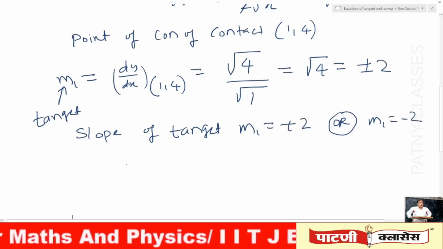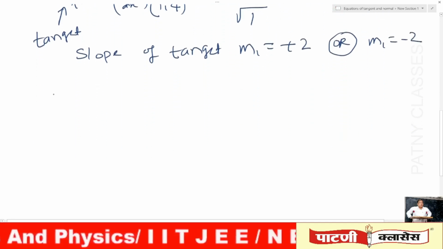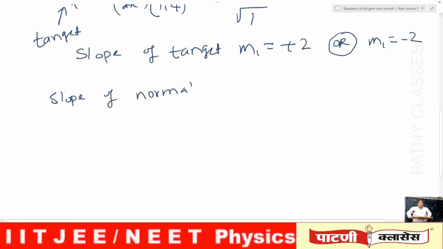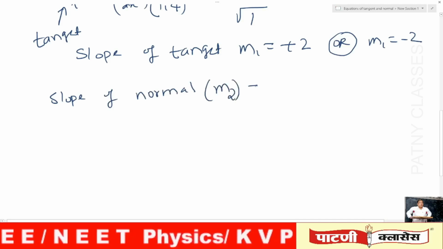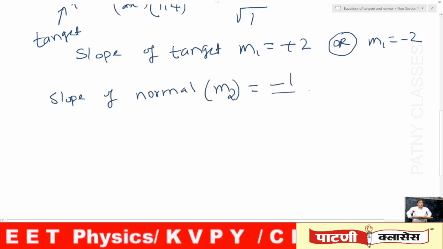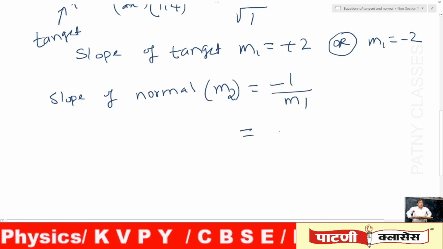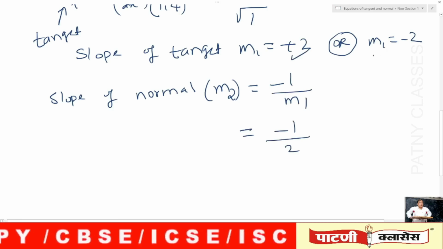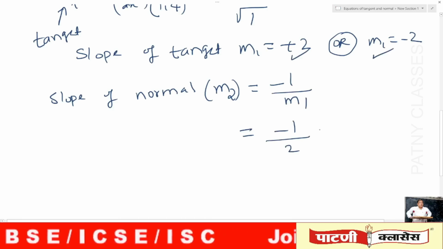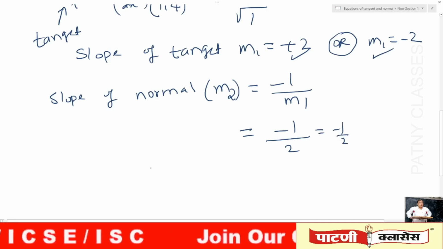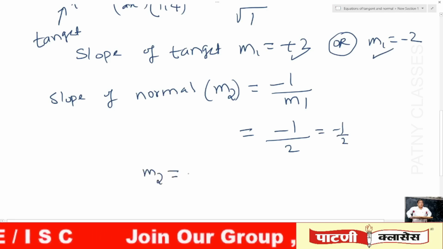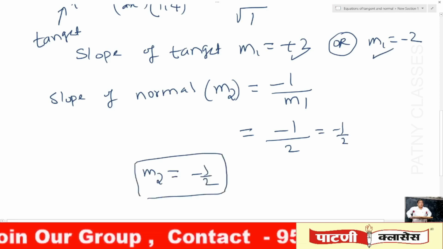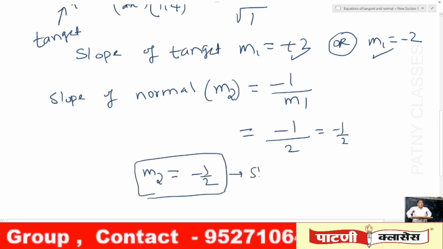Now the slope of normal. The slope of normal m2 is the negative reciprocal of the slope of tangent. So minus 1 upon 2. This value is left to the students as homework. So minus 1 by 2. So m2 equals minus 1 by 2. This is the slope of normal.